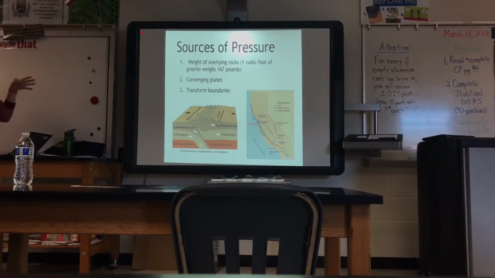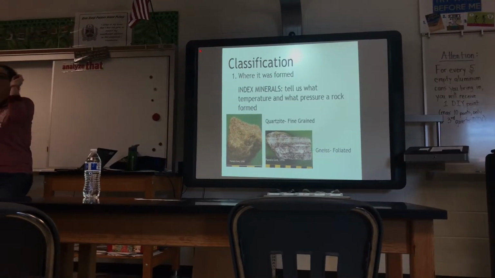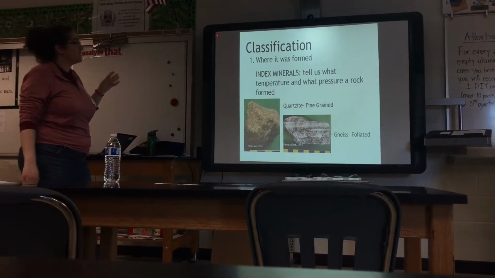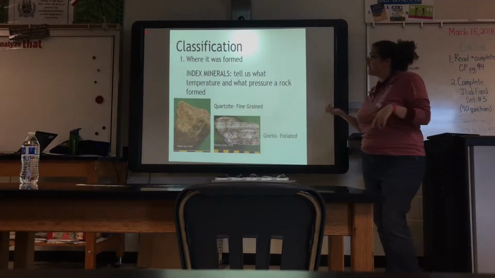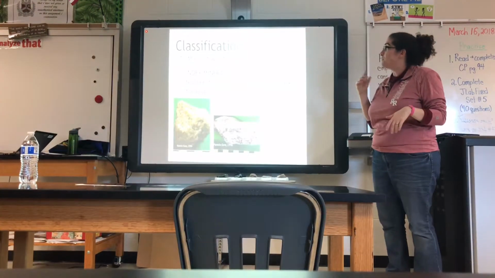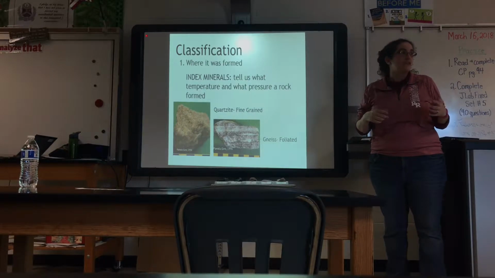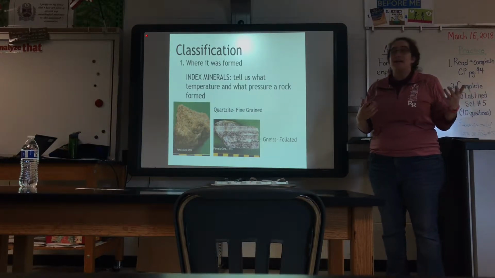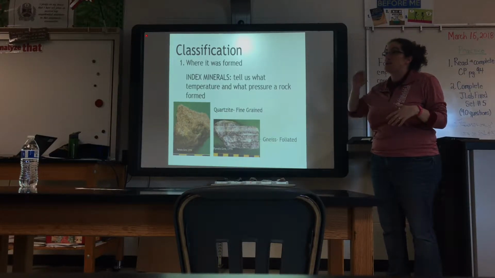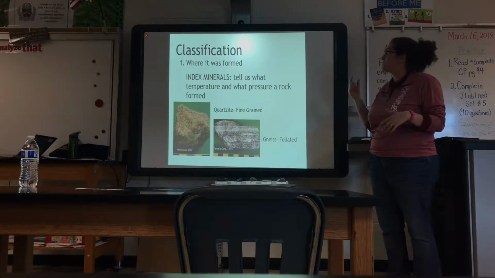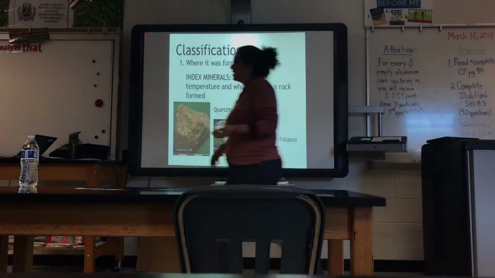Okay, so if that's not how we classify metamorphic rocks, how do we classify them? We classify them by where they form. We can tell where they formed by using things like index minerals. An index mineral can tell us what temperature and what pressure a rock formed at. We know this because minerals are arranged in a crystal structure, and the way it arranges in a crystal structure happens at a very specific temperature and pressure. So the minerals in a specific rock can tell us a lot about where it formed.